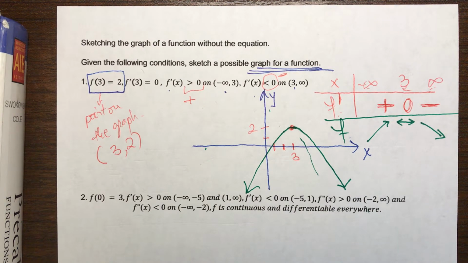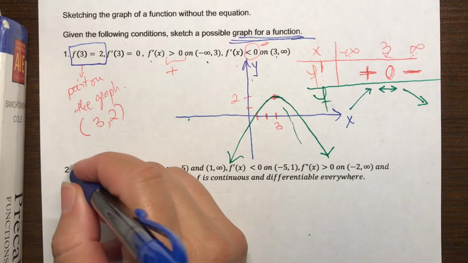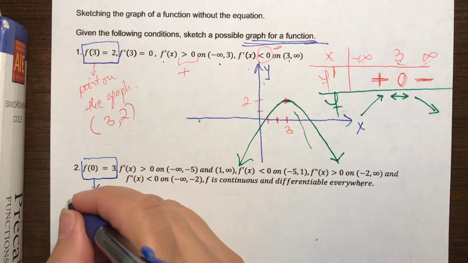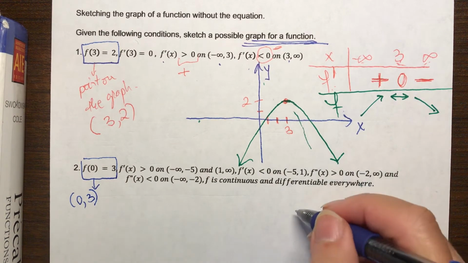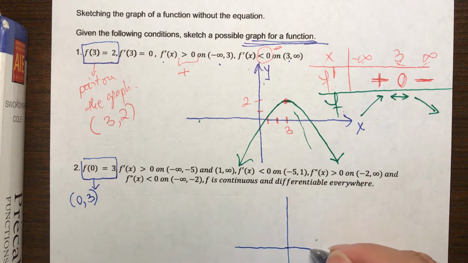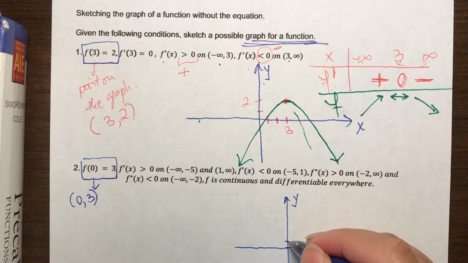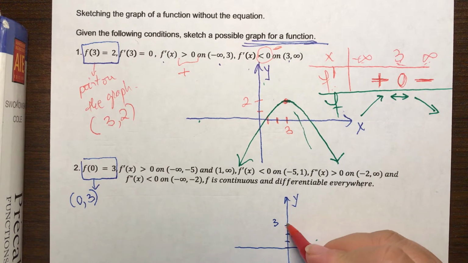Okay, so here it is. Let's try another one. f of 0 is equal to 3. Again, that simply means a point on your graph. What point is it? If x is 0, y is 3. So right here, I'm going to have to make the graph go through this one point, if anything.